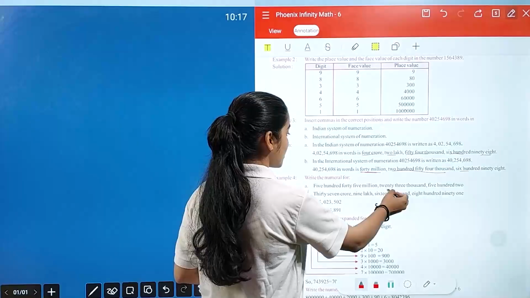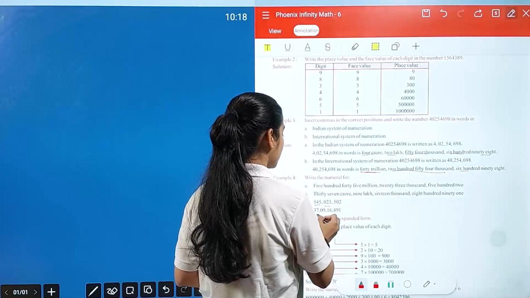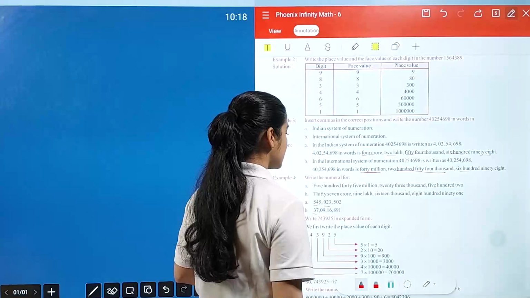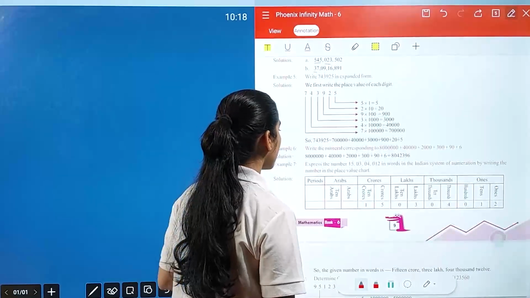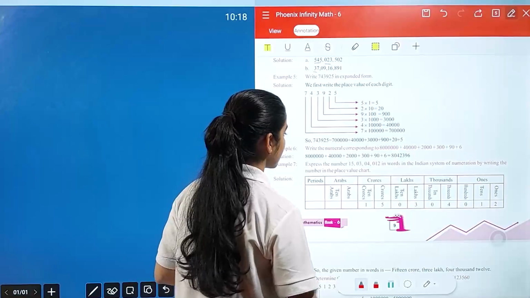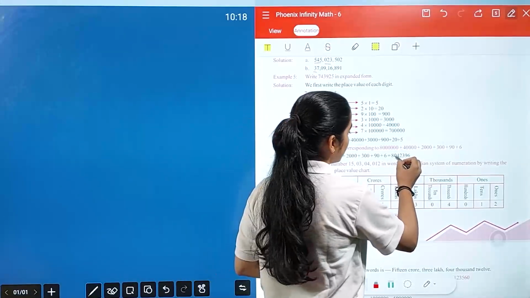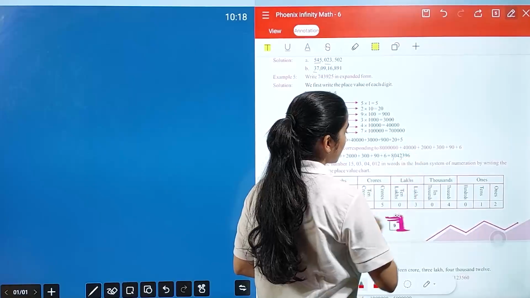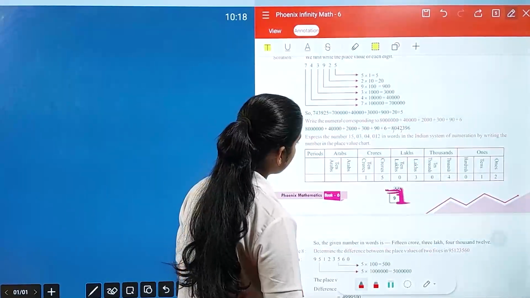Write the numeral for 545 million, 23,502. 37 crore, 9 lakh, 16,891. Now write the numeral corresponding to this. So this would be your 8 crore, 42,396. 15 crore, 3 lakh.